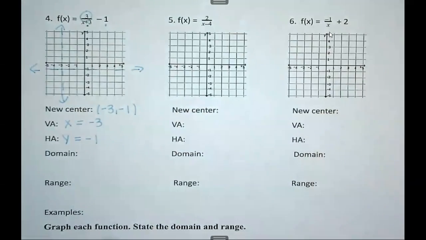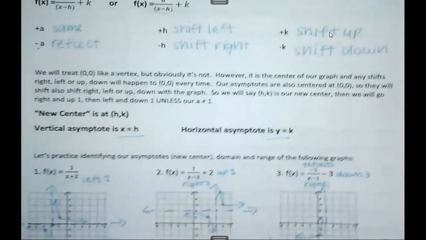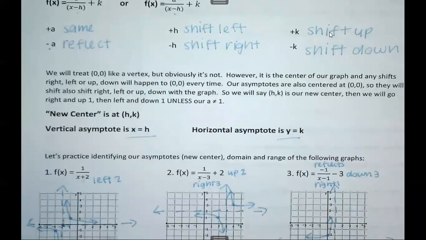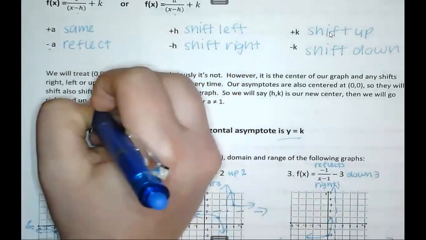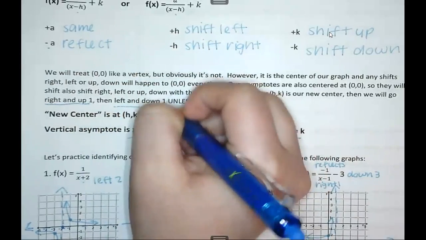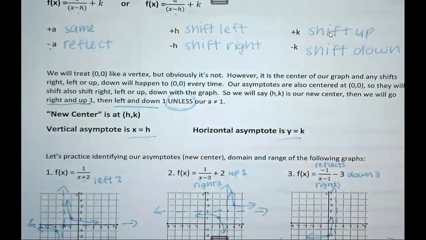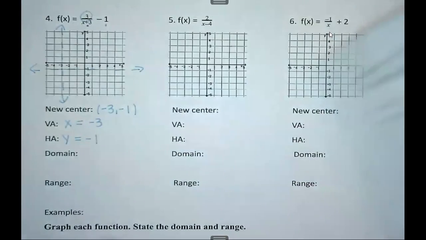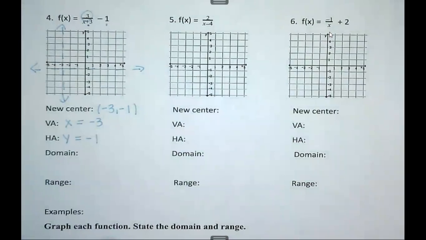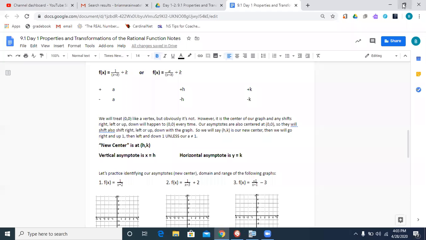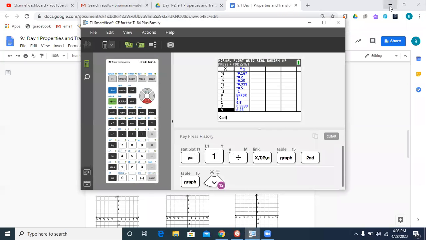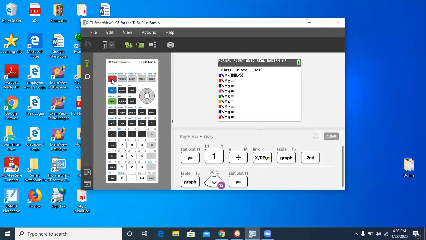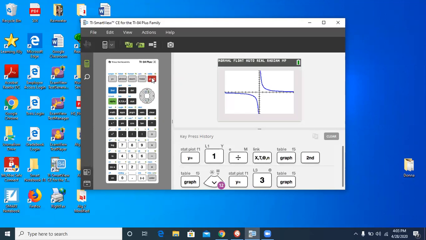All right, so now we have to go in and actually draw our graph. Remember, we had something over here that says that we will go right and up 1, left and down 1, unless a is not 1, which would be this case here. All right, we have a 3 for our a value. Well, let's just pull up our graphing calculator and see what kind of a change that would actually make. So let's see here. We would go into our graph, and instead of 1 over x, let's do 3 over x.